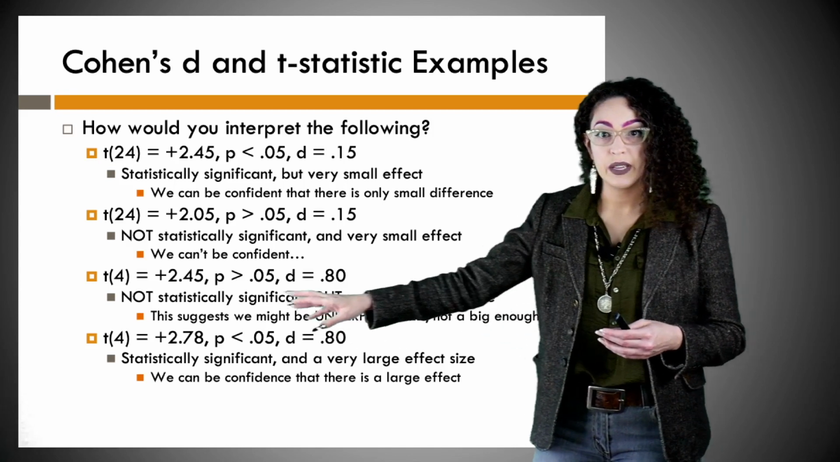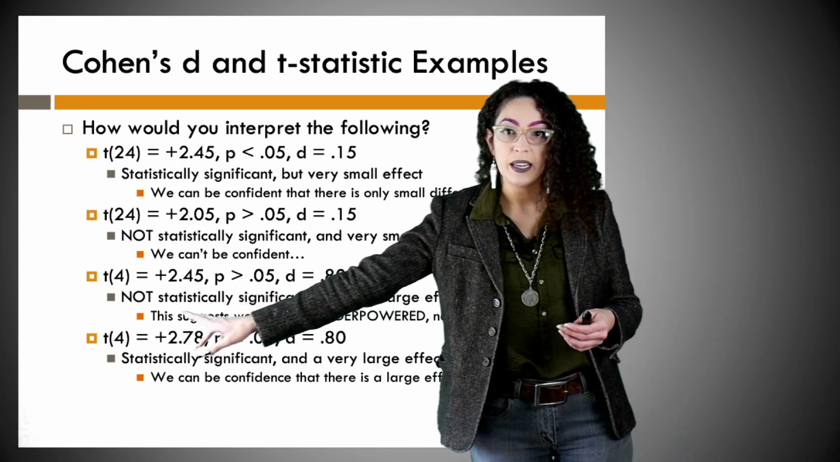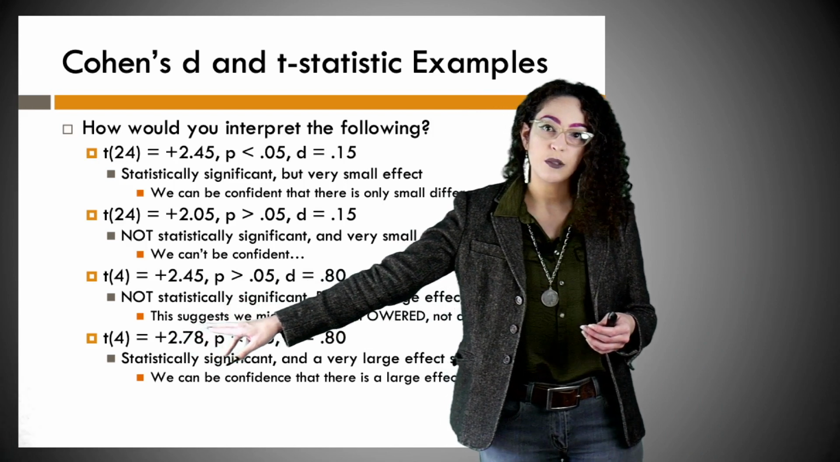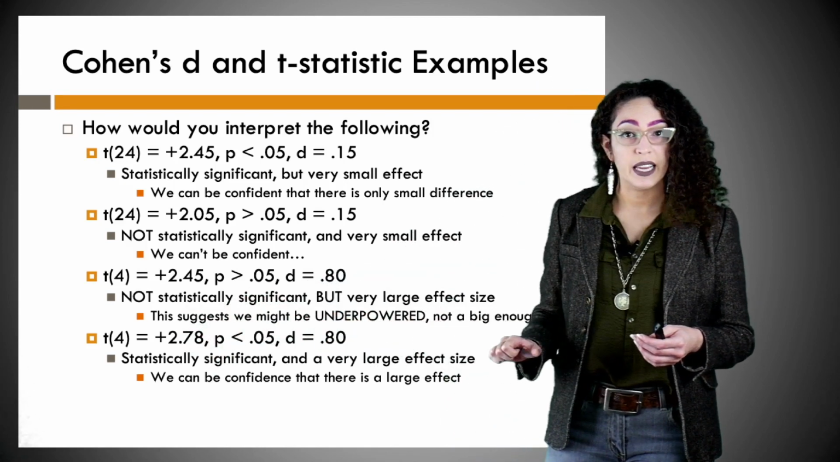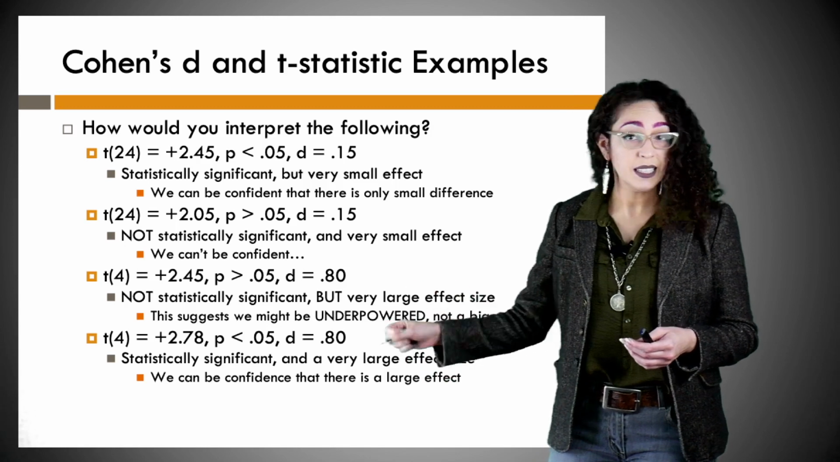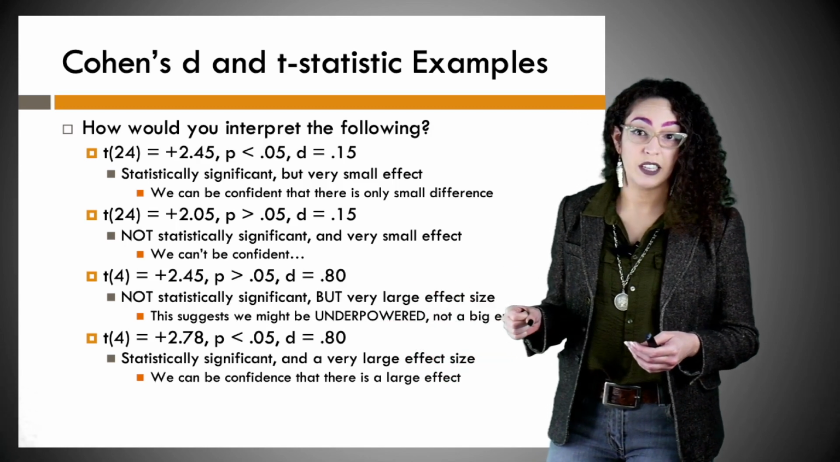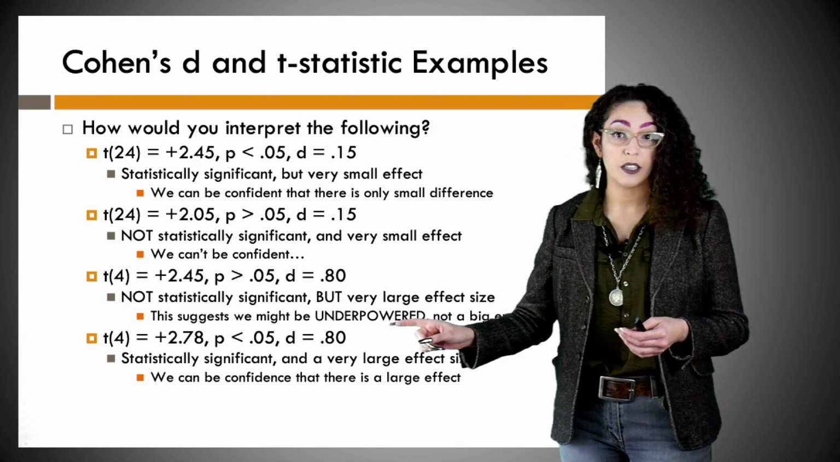Now this last one, we have t(4) again. Now our t-statistic is 2.78, p less than 0.05, d is 0.80. So this time it is statistically significant and we have a large effect size. There is something interesting going on here.